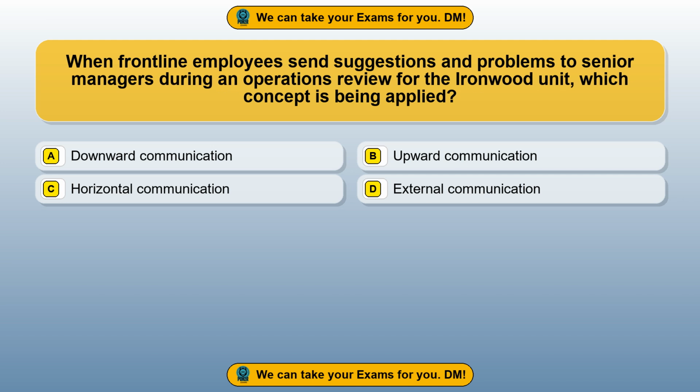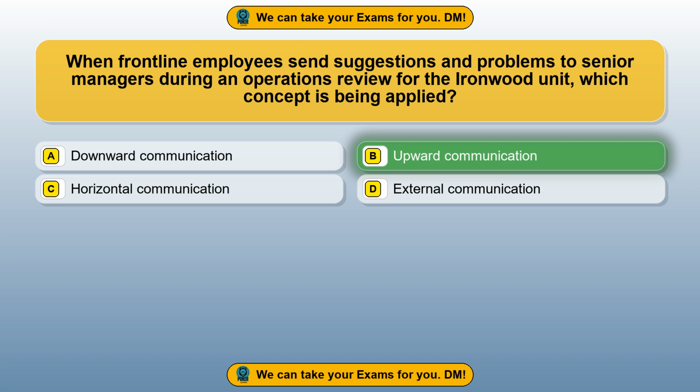Question 32. When frontline employees send suggestions and problems to senior managers during an operations review for the Ironwood unit, which concept is being applied? Option A, downward communication. Option B, upward communication. Option C, horizontal communication. Option D, external communication. The correct answer is option B, upward communication.